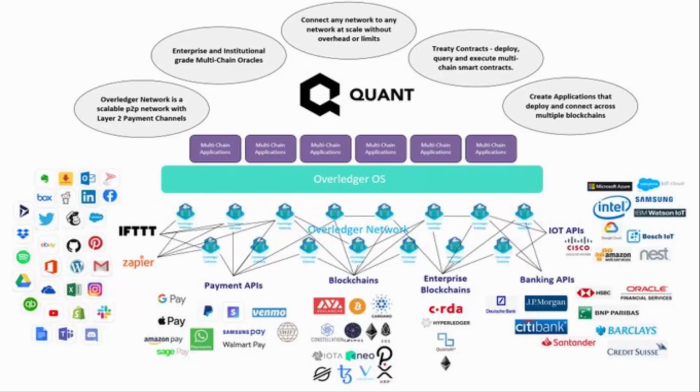He wants to be able to enable connectivity between all these different networks, all these different world networks worldwide to DLT systems and vice versa. And he aims to do that with Quant Overledger. This sort of interoperability, he refers to it as building the Internet of Trust.